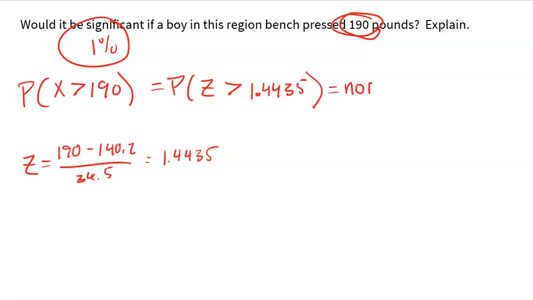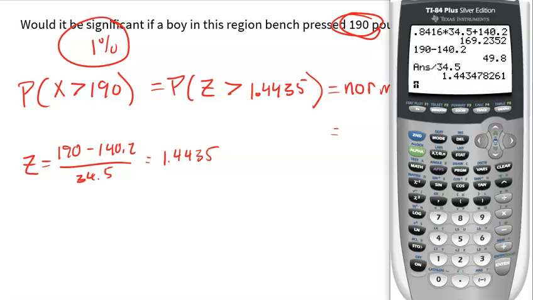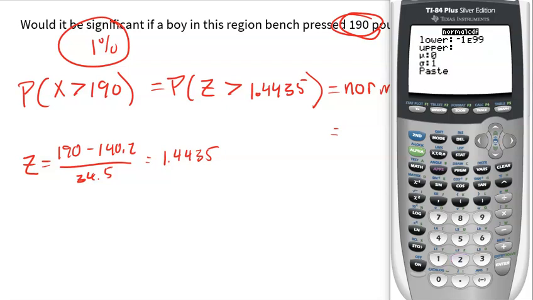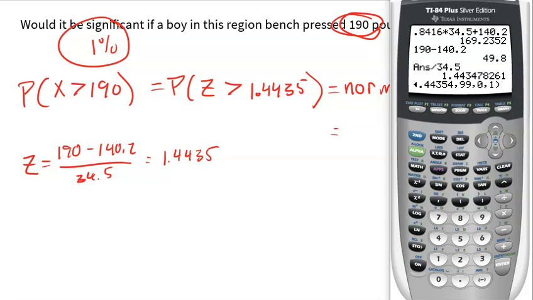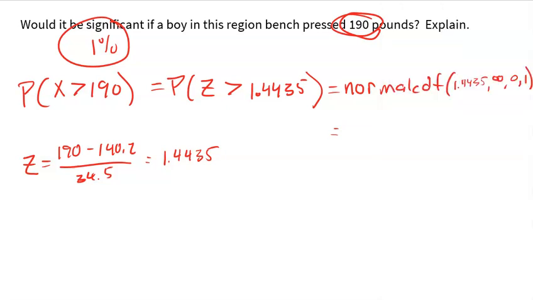And again, to get this probability, I'm going to use normal CDF. I'm going to go from 1.4435 to infinity with a mean of 0 and a standard deviation of 1. That's, again, referencing my standard normal, generic model here. So normal CDF, 1.4435 to 99. That's acting like my infinity. And again, I'm really emphasizing all the work I'm showing in this video as the work you need to show. The probability is 0.0744.